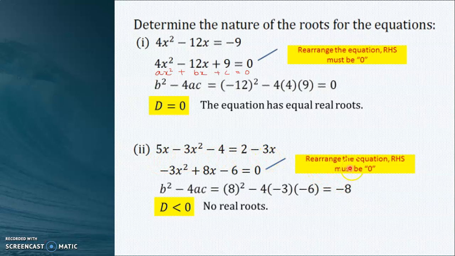See, I have written also, rearrange the equation so that the RHS must be 0. Don't ask me what RHS means. It is the right hand side. You should know all these things, students.